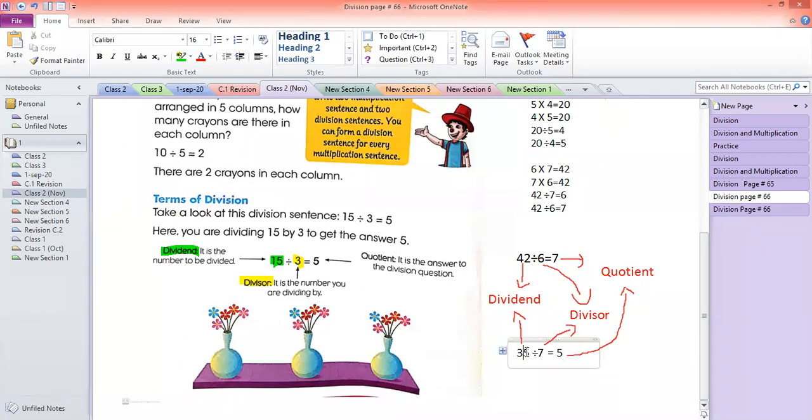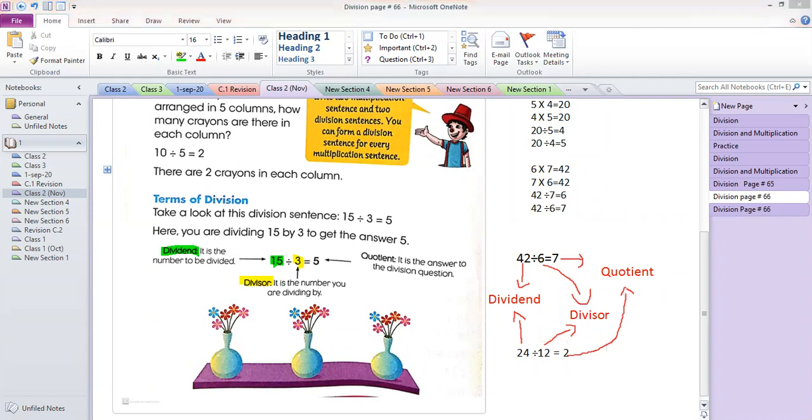Okay. If I change it and make it 24 divided by 12 equals 2, can you tell me the divisor here? Very good. Reply only one time.